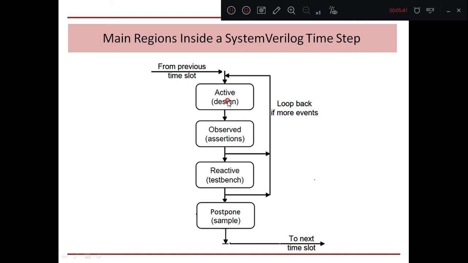In the active region, the design is run. In the observed region, the assertions are evaluated. In the reactive region, the execution of the test bench is performed, and in the postponed region, sampling of the design signals for the test bench inputs is done. Therefore, the SystemVerilog time step is divided into such regions for the various activities: active region, observed region, reactive region, and the postponed region.